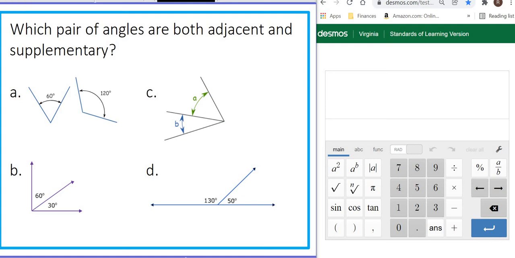Okay, so this is the review for Flashback Friday 21. And the first thing we're going to review is some questions about pairs of angles.